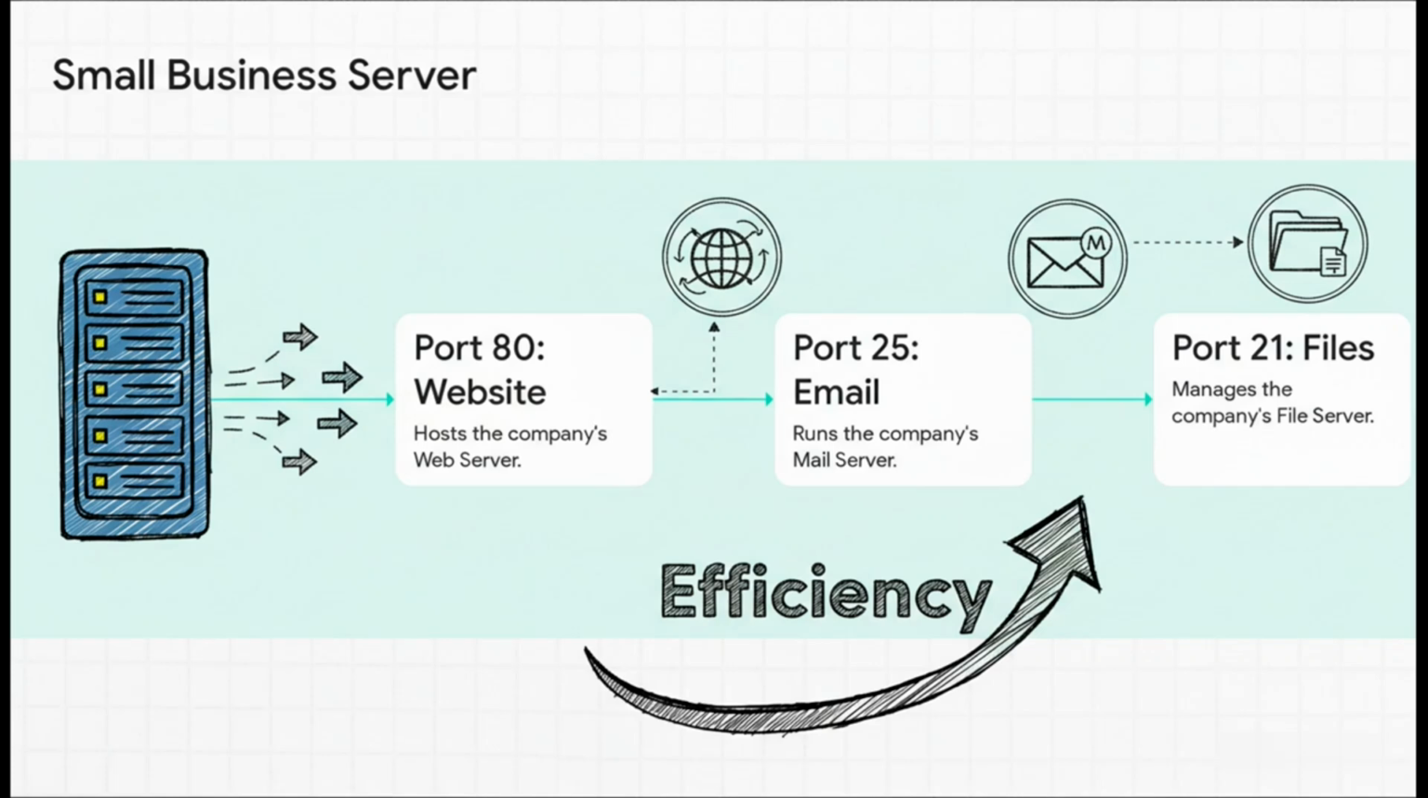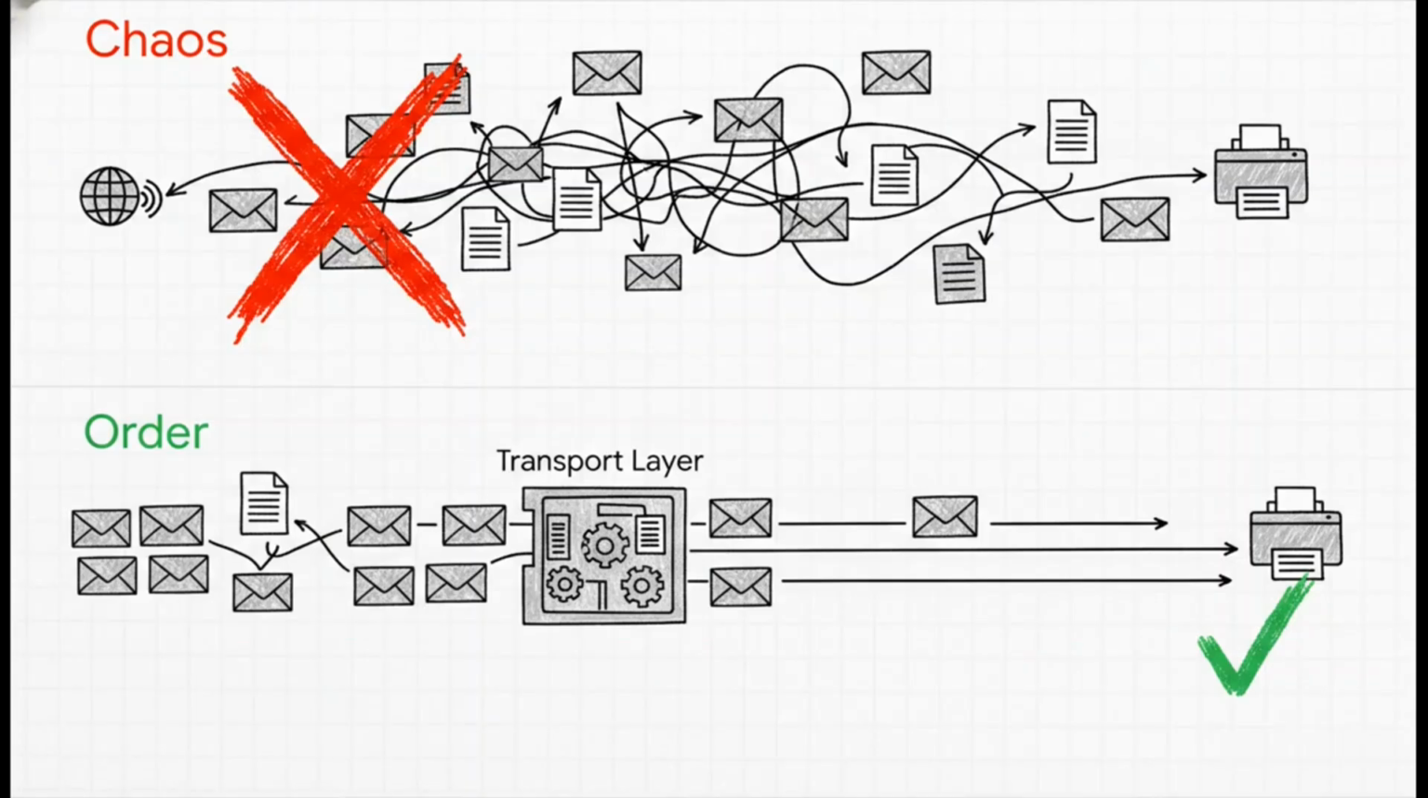It's just incredibly efficient. And most importantly, that traffic sorter we keep talking about, the transport layer, it uses these port numbers to make sure nothing ever gets mixed up. It guarantees that emails from customers land in the mail server and that requests to see the website are handled by the web server. It's what prevents total and utter chaos.